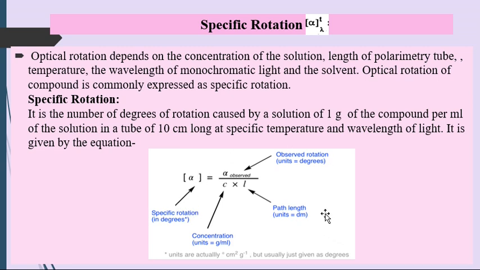This is the mathematical equation for the specific rotation. It is the number of degrees of rotation caused by a solution of 1 gram of this compound per ml of the solution in a tube 10 centimeters long, at a specific temperature and wavelength of light. It is given by this equation.